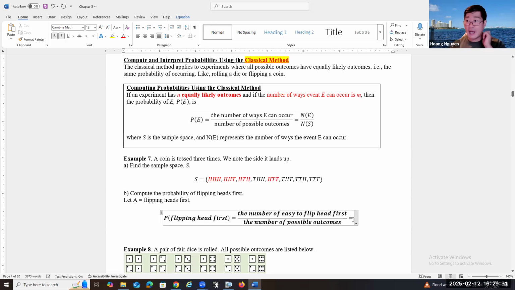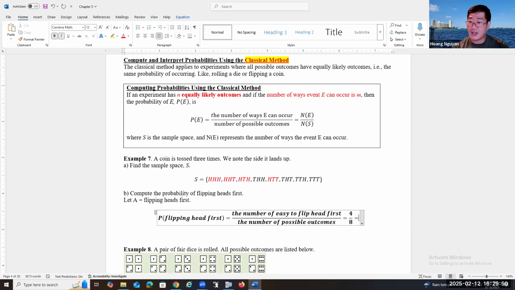So based on the one that I changed the color, those are the outcomes that give you the head first. We have 4 possible outcomes that's gonna give you head first. Now, what's the number of possible outcomes? We're gonna get 8. That's gonna be 4 over 8.